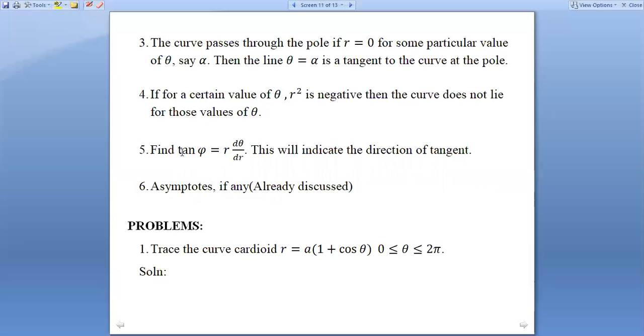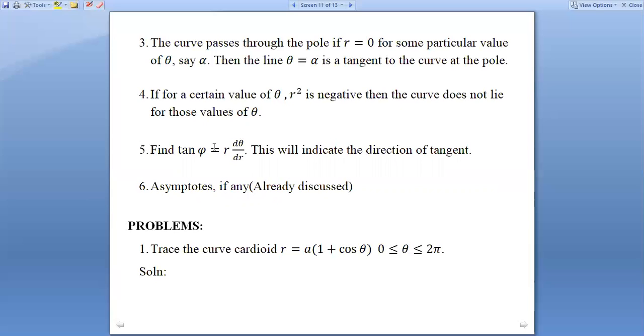Next, you need to find out what is tan phi. Tan phi is nothing but r d theta by dr. This will denote the direction of tangent. Phi is nothing but the angle made by the tangent with the initial line. So this gives the direction of the tangent, whether it forms an acute or an obtuse angle with the initial line. So we can know how the curve is depending on the value of phi. Next is the asymptotes. This asymptotes we've already discussed how to find. So also looking at the asymptotes, we can trace the curve.